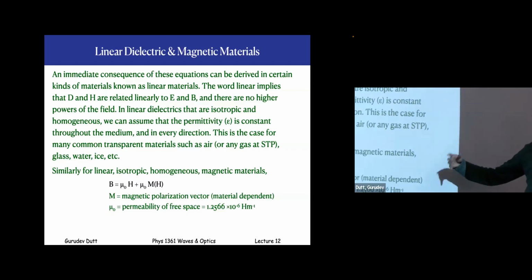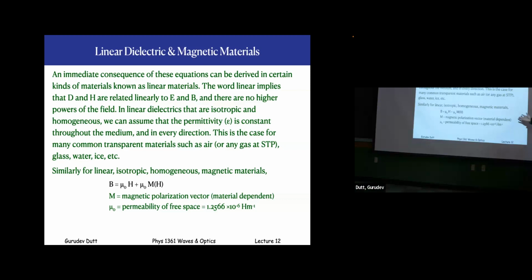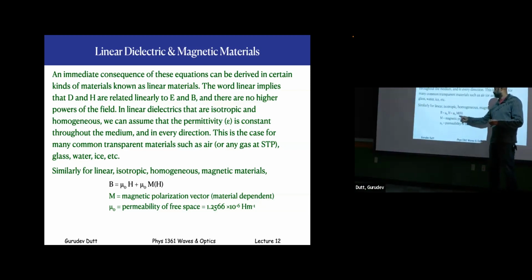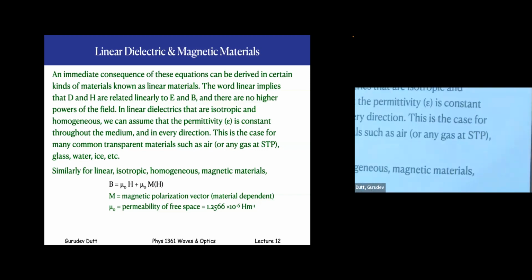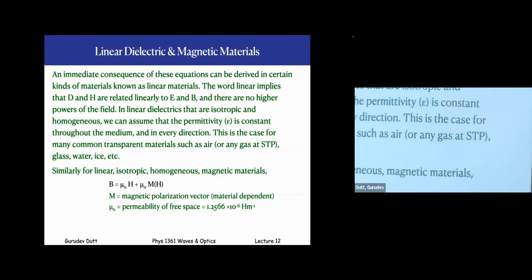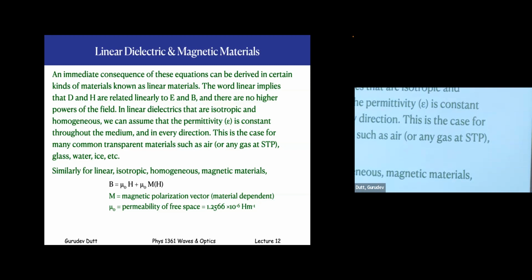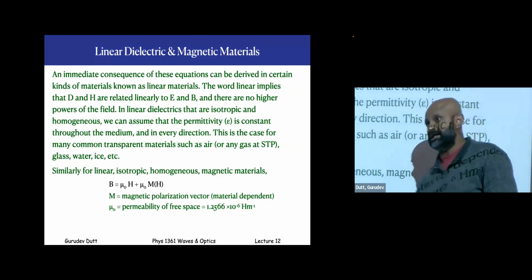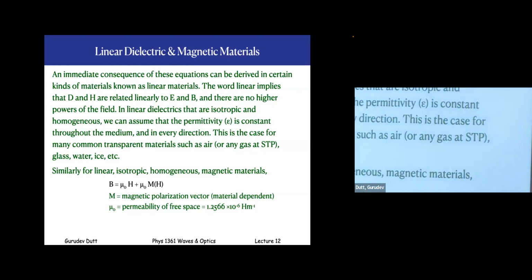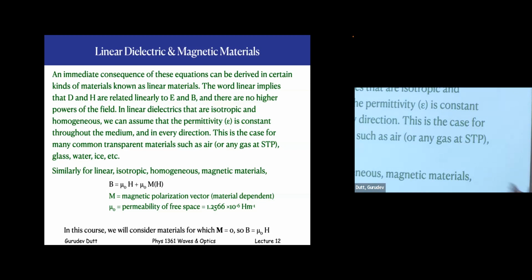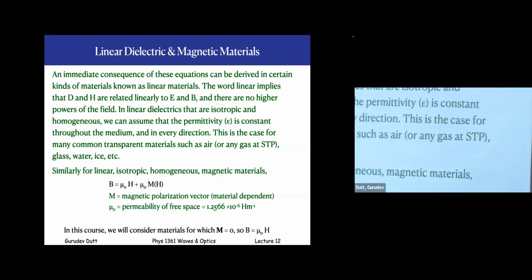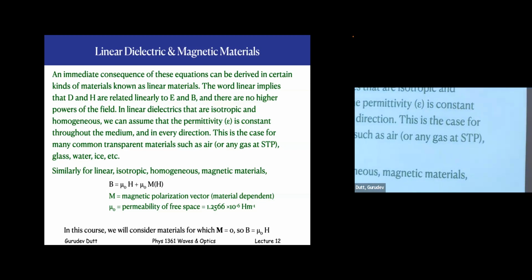Similarly, we can take linear isotropic homogeneous magnetic materials. Then B equals mu naught H plus a term which is the magnetic polarization, similar to how we have D equals epsilon naught E plus P, where P is the electric polarization in a dielectric medium. Here we have the magnetic polarization. For most materials that we are going to look at, this magnetic polarization is going to be 0. So B is simply going to be mu naught times H. So everywhere that we see H, we can replace it by B divided by mu naught and solve the equation.